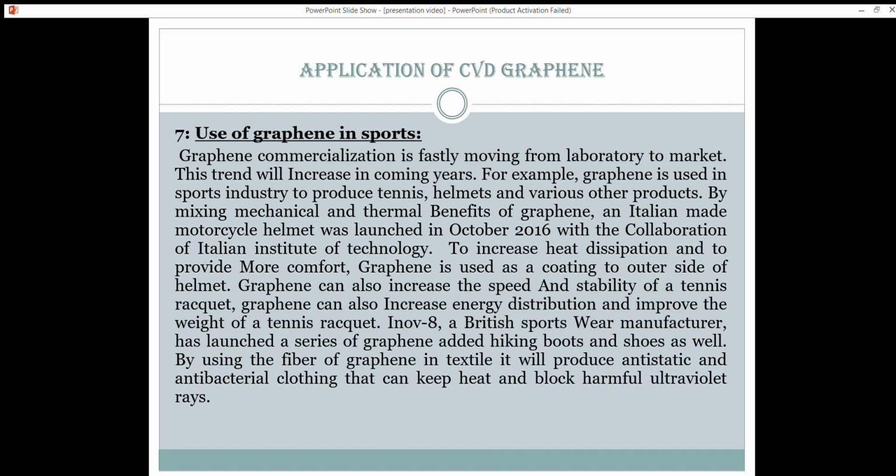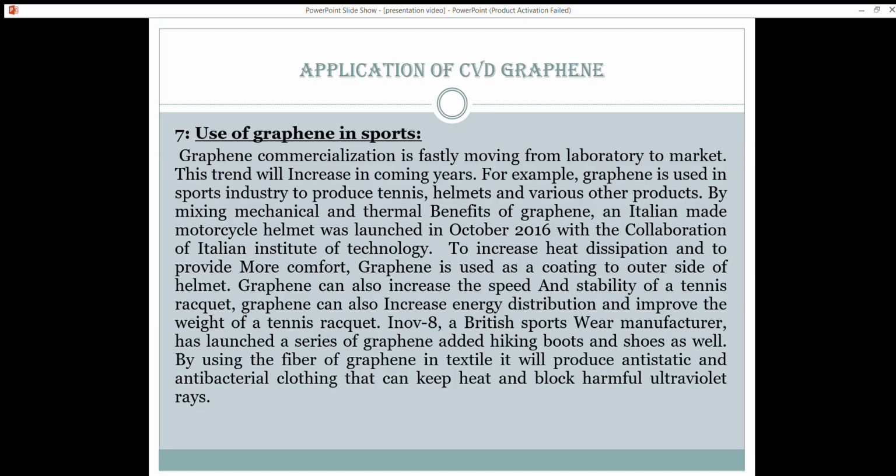To increase heat dissipation and to provide more comfort, graphene is used as a coating on the outer side of the helmet. Graphene can also increase the speed and stability of a tennis racket. Graphene can also increase energy distribution and improve the weight of a tennis racket. A British sportswear manufacturer, Inov-8, has launched a series of graphene-added hiking boots and shoes as well.